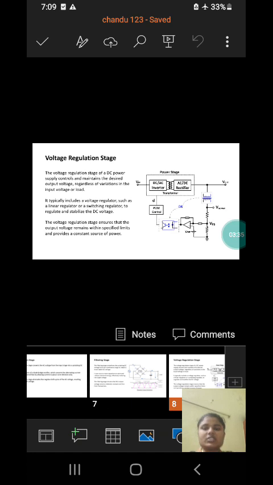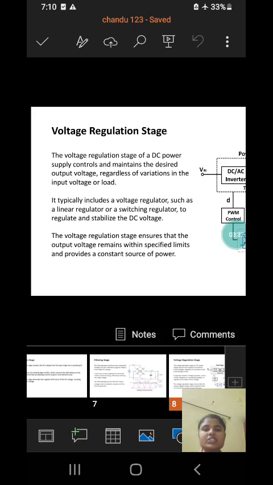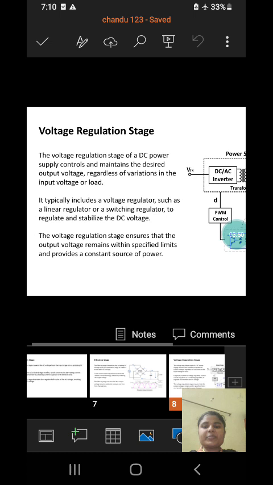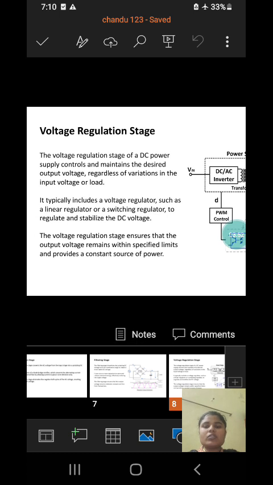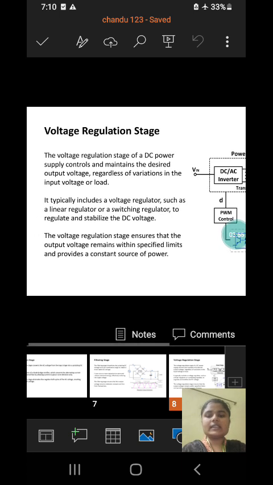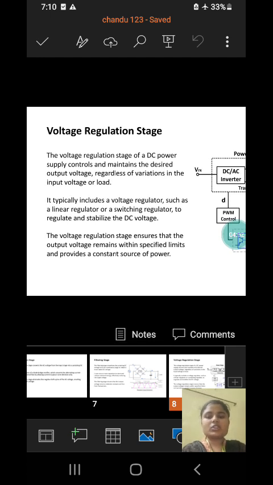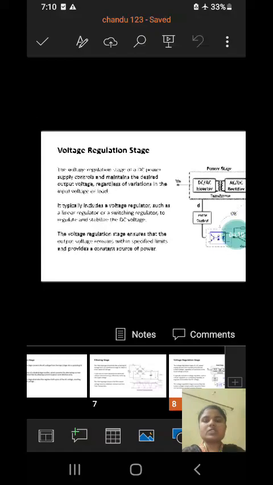Voltage regulation stage. The voltage regulation stage of a DC power supply controls and maintains the desired output voltage regardless of variation in the input voltage or load. It typically includes a voltage regulator, such as a linear regulator or a switching regulator, to regulate and stabilize the DC voltage. The voltage regulation stage ensures that the output voltage remains within specified limits and provides a constant source of power.